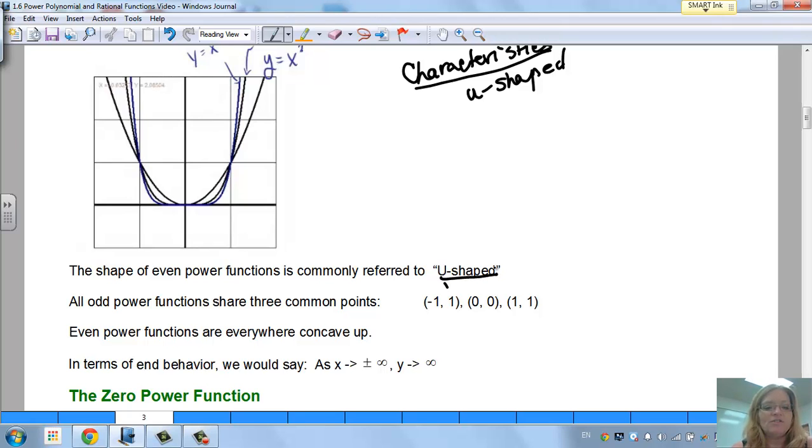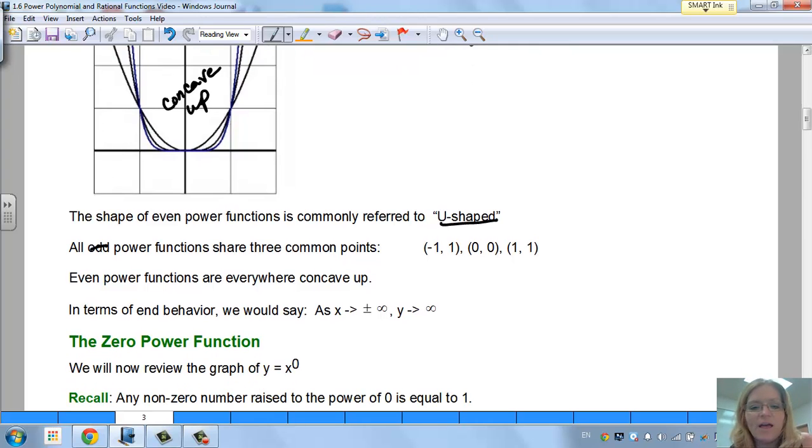All even power functions share 3 common points: negative 1, 1; 0, 0; and positive 1, 1. The next thing is even power functions are everywhere concave up, and you can see this is concave up in our picture. For the end behavior, as x approaches positive infinity, my y is approaching positive infinity, and as my x's approach negative infinity, my y's are also approaching positive infinity. So it's going up in both cases.